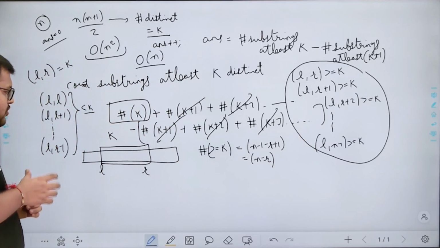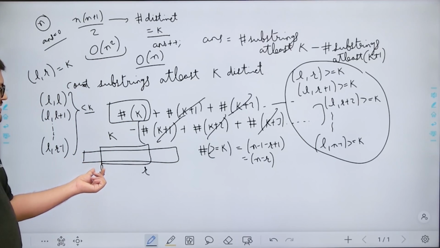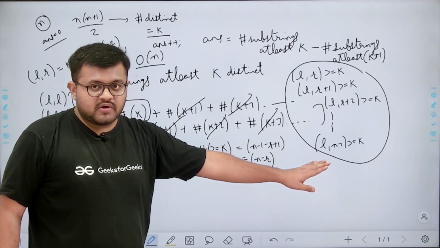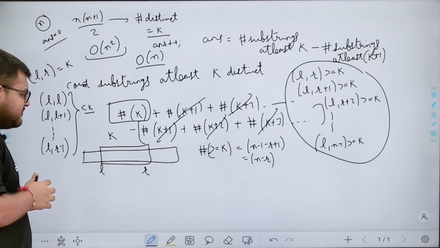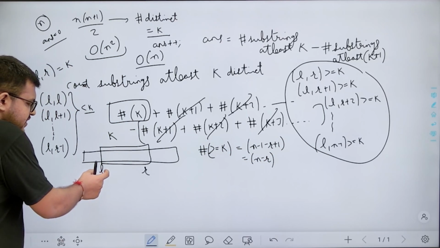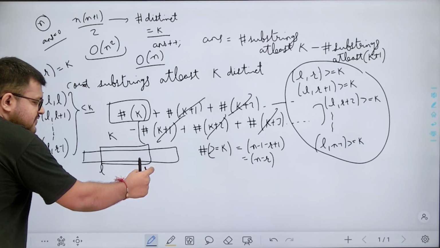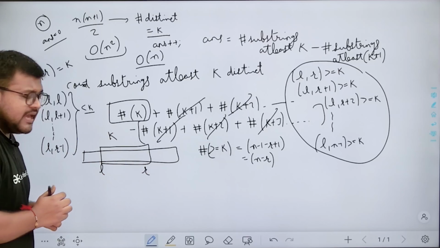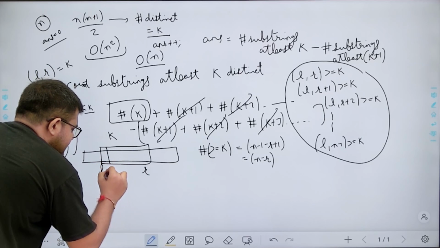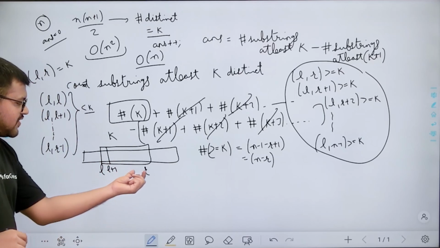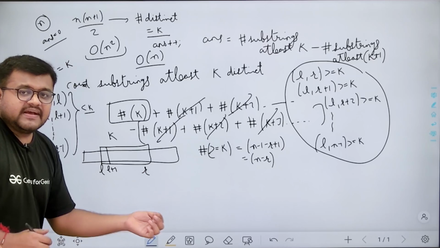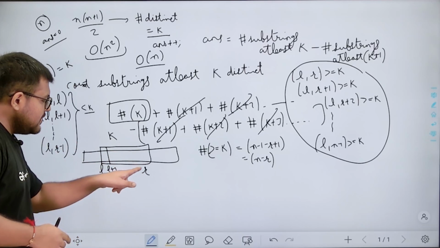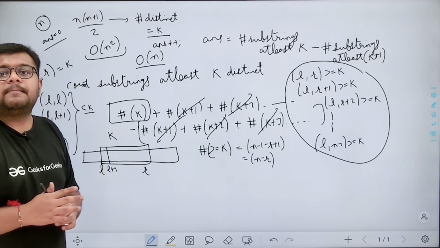Okay. Now, starting with index L, we have the count of the substrings with at least k distinct characters. Now understand one thing. If starting with index L, R is the first index such that the count of the distinct characters in this substring is k, then starting with index L plus 1, the first ending index where the number of distinct characters will be greater than or equal to k will be either R or more than R.